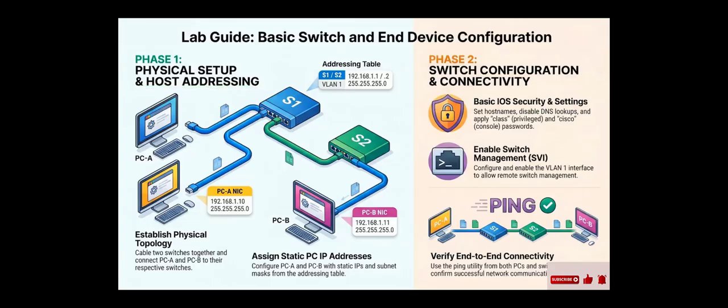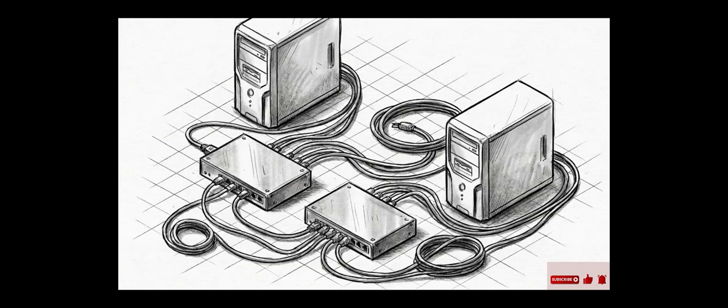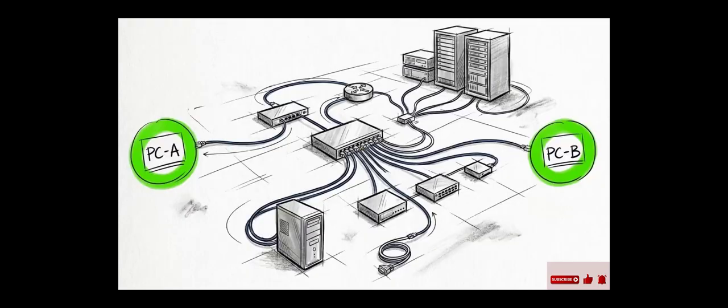We cable the 2 switches together in the center, and then connect PC A to switch 1 and PC B to switch 2. Right now, those Ethernet cables are completely useless. The devices are deaf and mute because they lack a logical map to navigate the physical copper. We start drawing that map at the endpoints.